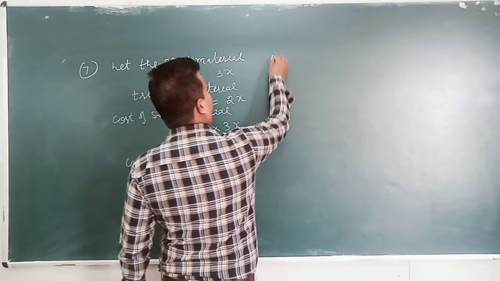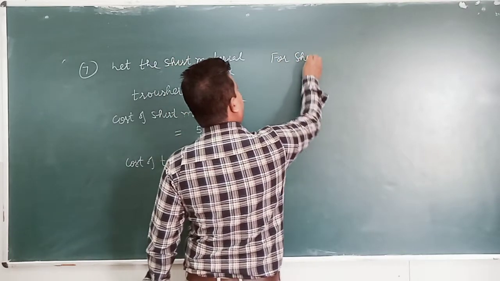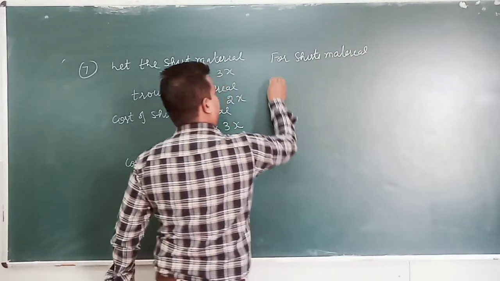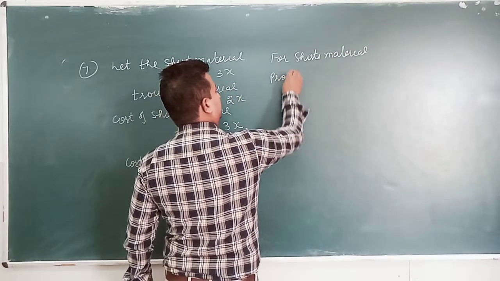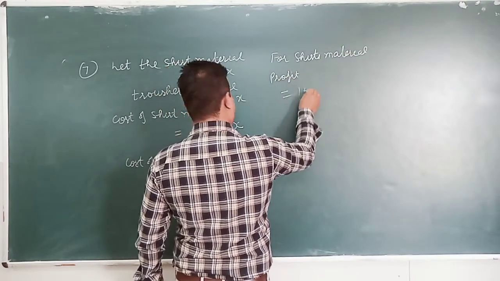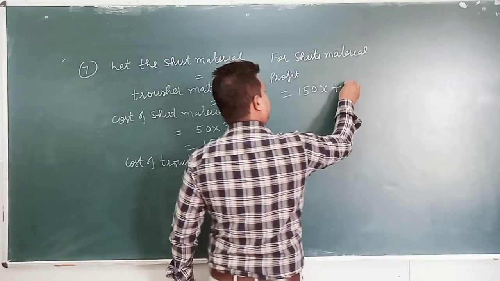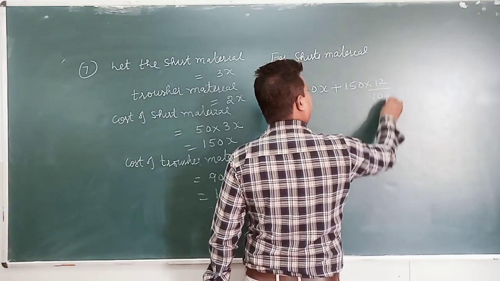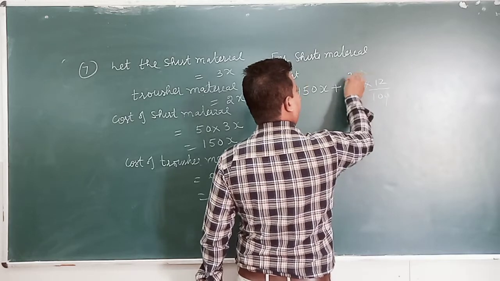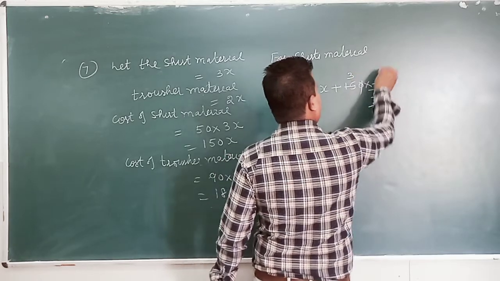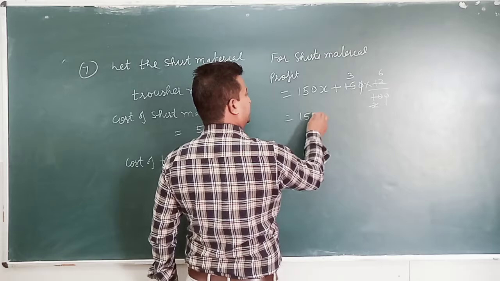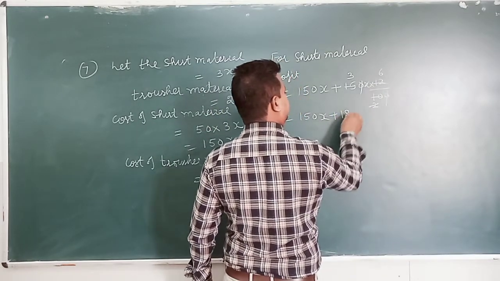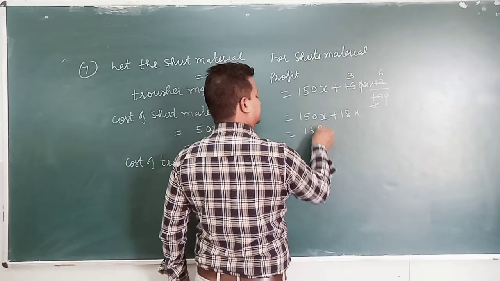So for shirt material, the sale is equal to 150x plus 150x into 12 divided by 100. This 0 is cancelled out. This is 18x. This means 150x plus 18x, this means 168x.